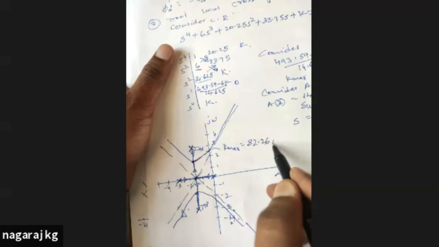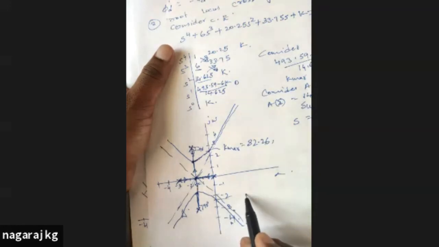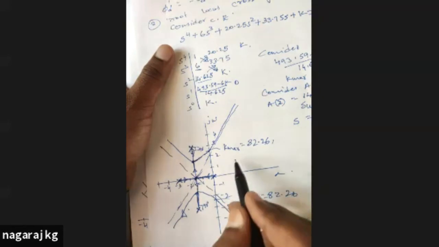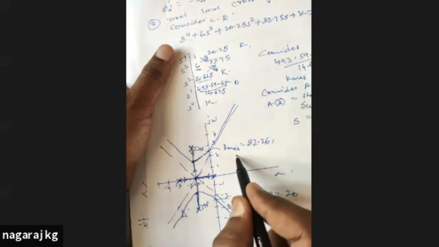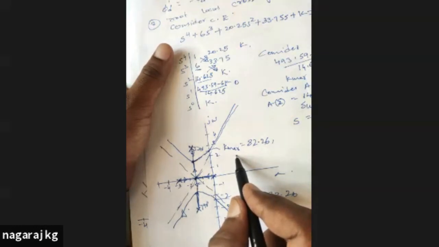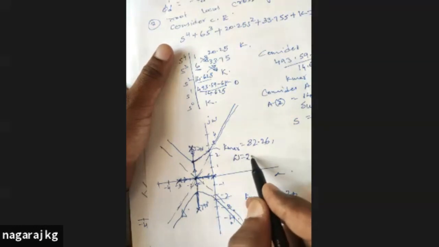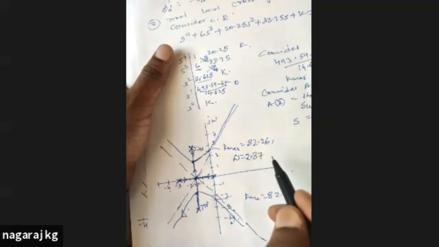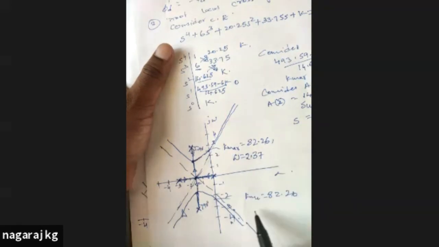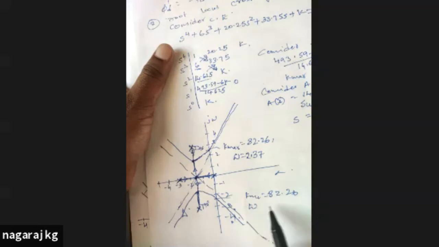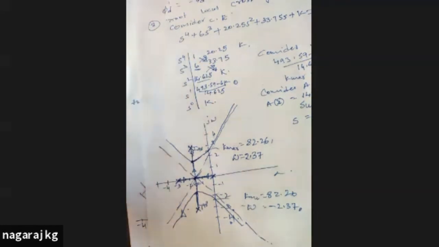Here also K marginal is 82.26, and the S value is on the j omega axis, omega is equal to 2.37, and at this point it is minus omega, minus 2.37. This is the complete root locus.